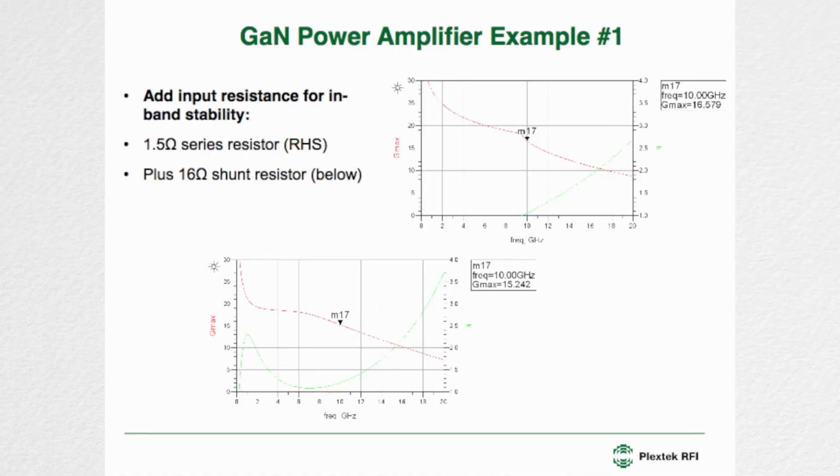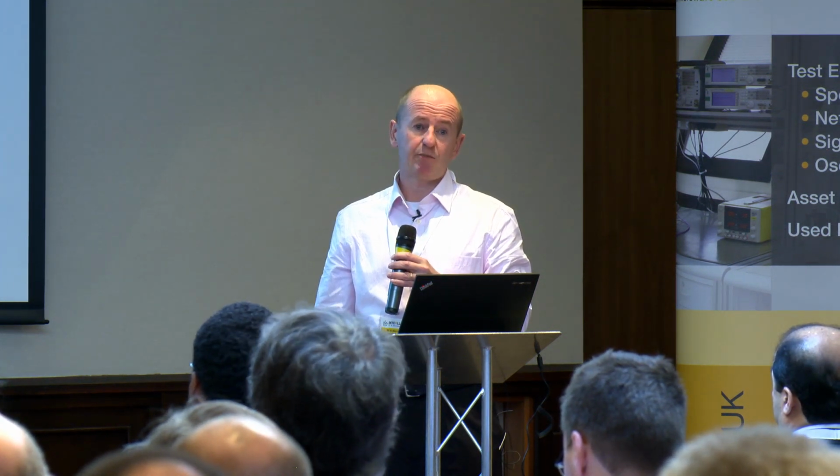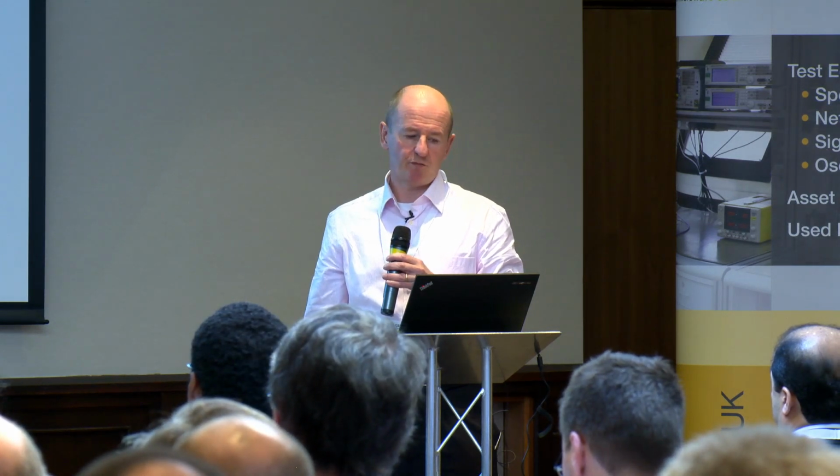So the first thing we do is we add some resistance at the input, of course. Don't want to throw away the power. And we add some resistance to stabilize our transistor within band. Now, if you start trying to take a transistor which is only conditionally stable, and then start trying to design an amplifier by matching the input and the output, you'll run into all sorts of trouble.